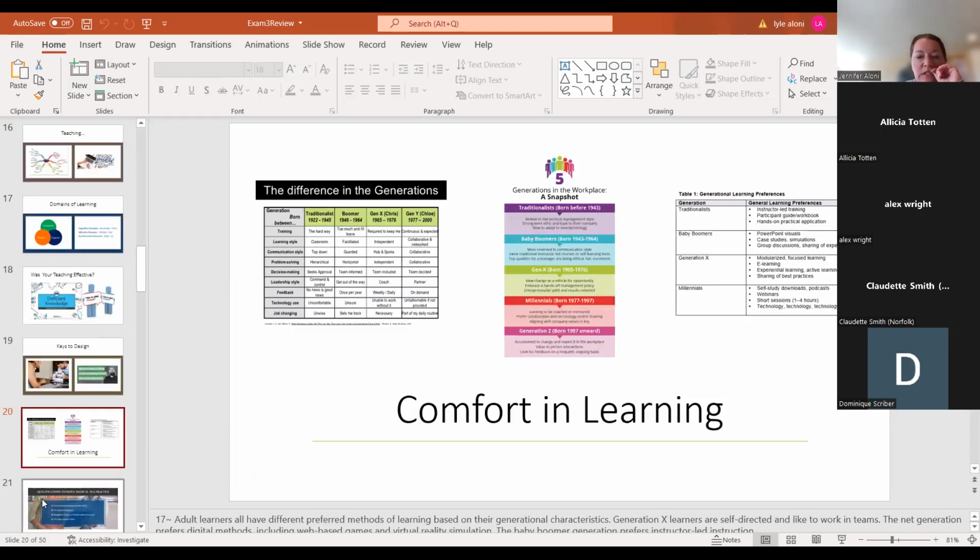We also know when we're teaching to anybody, there's tons of different learning styles. Remember, we're looking at our generations, and some of the generations we talked about were Generation X, who like to work in team. Our net generation likes digital. Baby boomers like person to person. They don't like any of the technology, that kind of stuff.